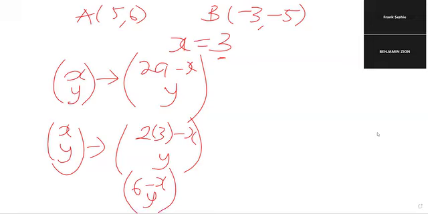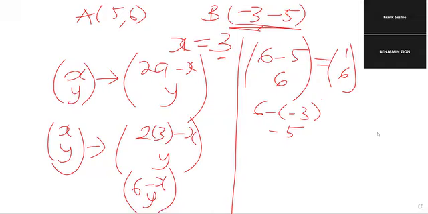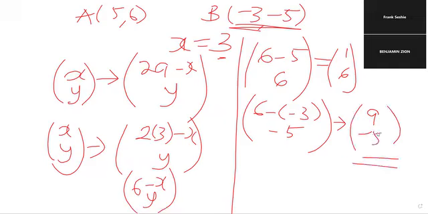So now if I take my A (5, 6), it means that my x is 5, so 6 minus 5, my y is still 6. And that should be (1, 6). If I take the B, my x is -3, so 6 minus -3, and my y is -5. So that becomes 6 plus 3, and that is (9, -5). And that will be the image.